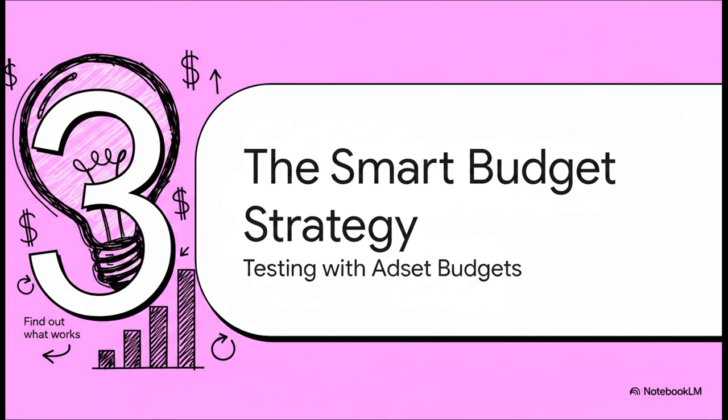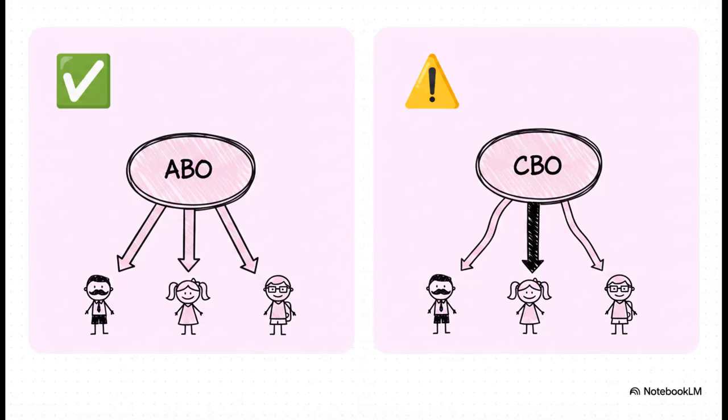So we've told Meta what we want. Now we need to talk about the money, how much to spend. And look, a smart budget strategy isn't about spending a lot of money. It's about spending your money wisely so you can test and figure out what actually works. Facebook basically gives you 2 ways to manage your budget. There's CBO, where you set one big budget for the whole campaign and let Meta figure out where to spend it. Now, for a beginner, that can be pretty risky.